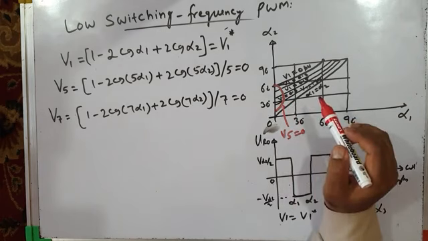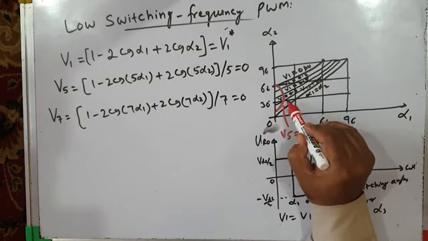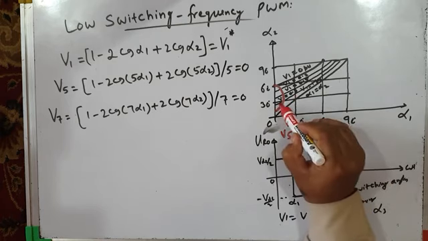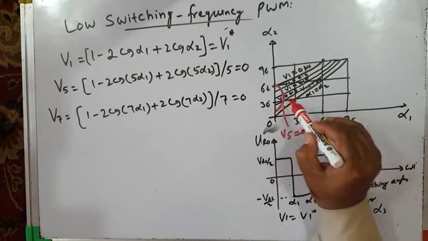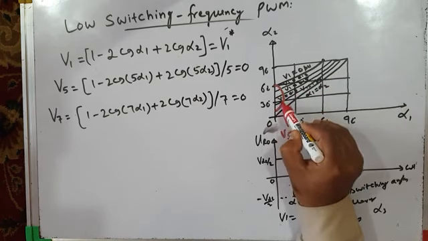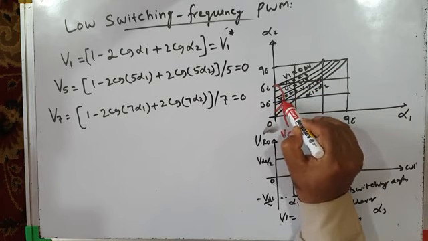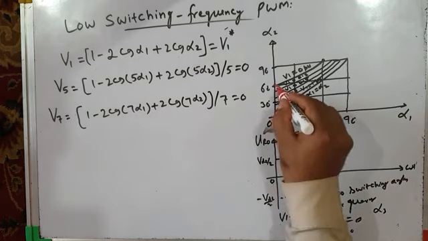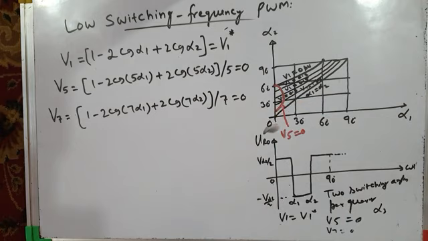For example, if your requirement is that the fundamental component of voltage should be 0.8 per unit and V5 should be equal to 0, then this is the V1 equal to 0.8 per unit line. It intersects with the V5 equal to 0 curve here. So this is the point at which V5 will be equal to 0 and V1 will be equal to 0.8 per unit. Depending upon the fundamental voltage requirement, you can have different switching angle combinations which will give you V1 equal to V1 star and V5 equal to 0.